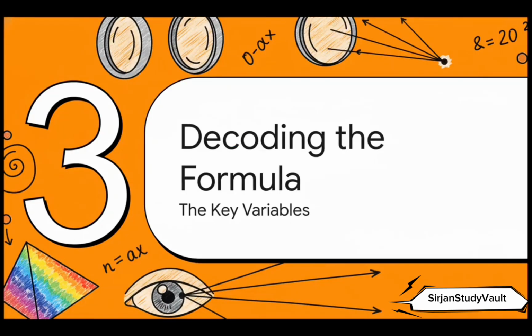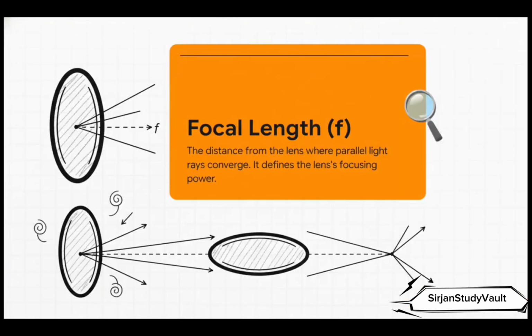We're going to break down what each of those variables in our recipe actually stands for. First up, we have F, which is the focal length. This is our target. It's the result we're trying to get. It basically tells us how powerful the lens is. A really short focal length means you have a super powerful lens that bends light like crazy, and a long focal length means it's a much weaker lens.